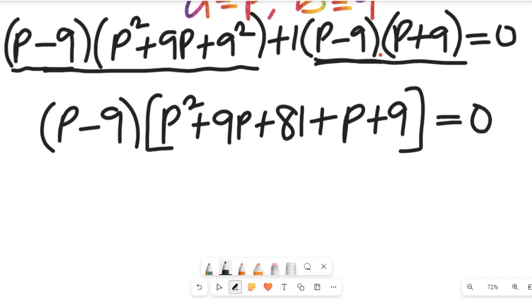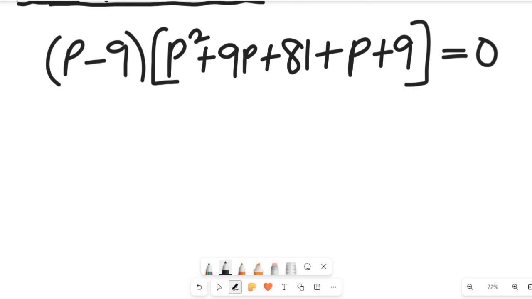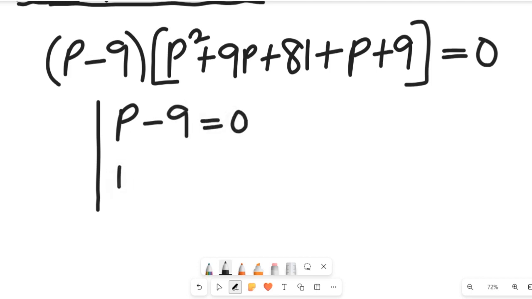Great. So from this expression, we are going to have one linear and one quadratic factor. And what is the linear? We'll have p minus 9 to be equal to 0. And then we'll have our p squared, 9p plus p, which is going to give us a positive 10p, right?